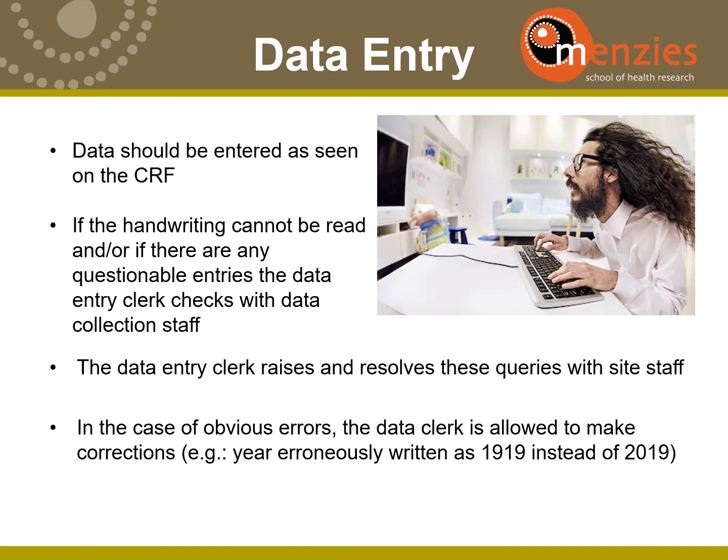In the case of obvious errors, and there are very few, the data clerk is allowed to make corrections. For example, if the year 1919 was entered, however, it's quite obvious that the data collection person is referring to the year 2019. However, there are very few cases where these corrections can be made without feedback from the field.